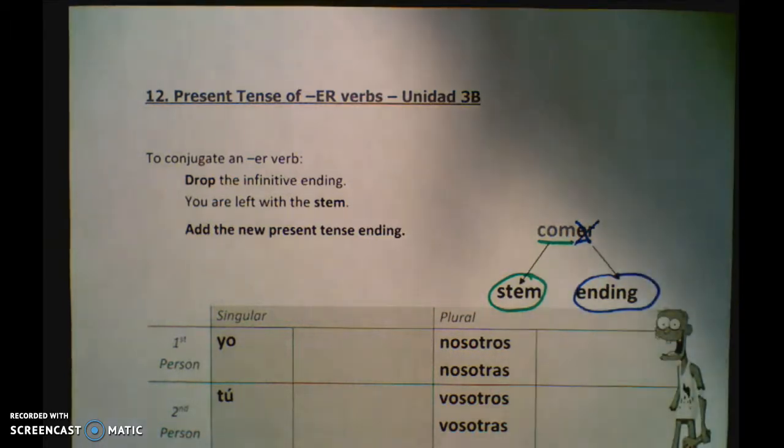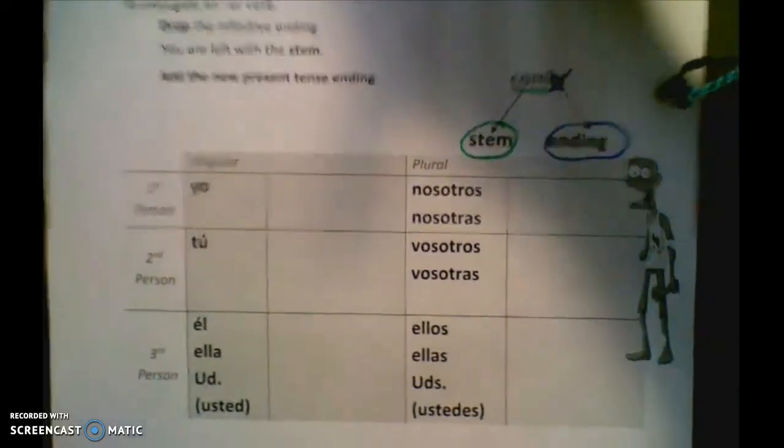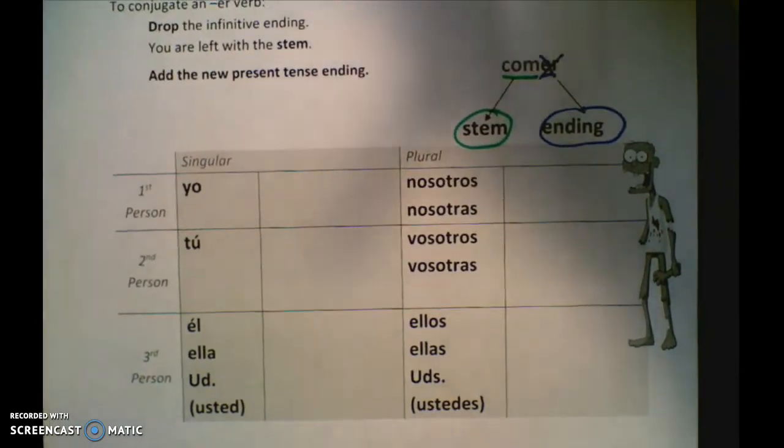So if we think about our endings for a second, as I get my little zombie here, because he's going to comer as well. He's also going to eat something. Ha ha ha. Get it?